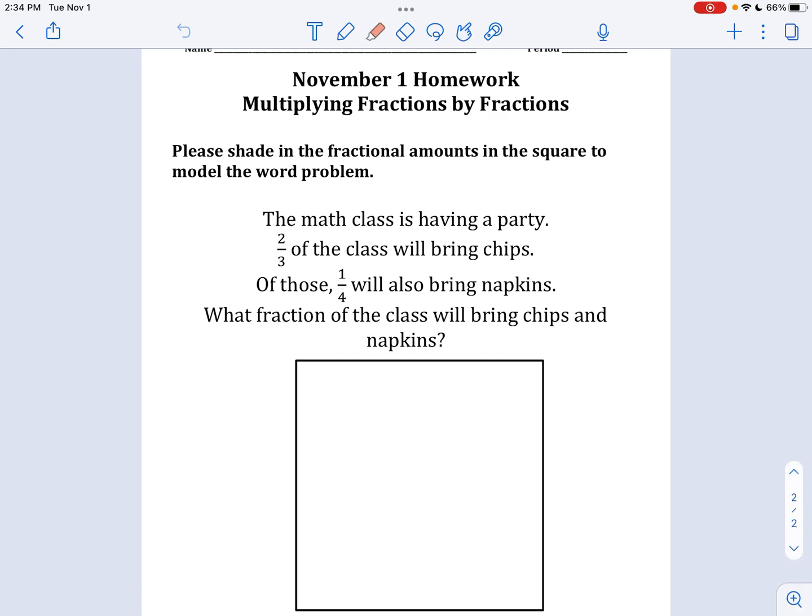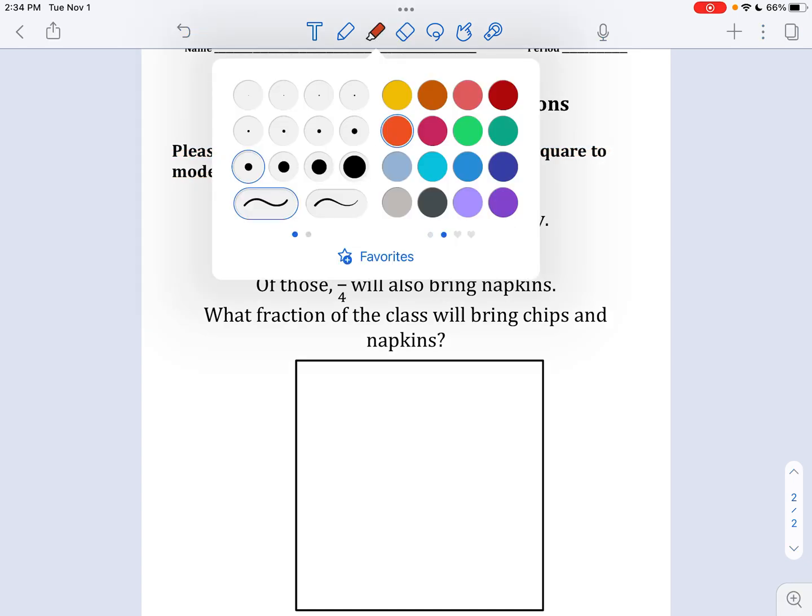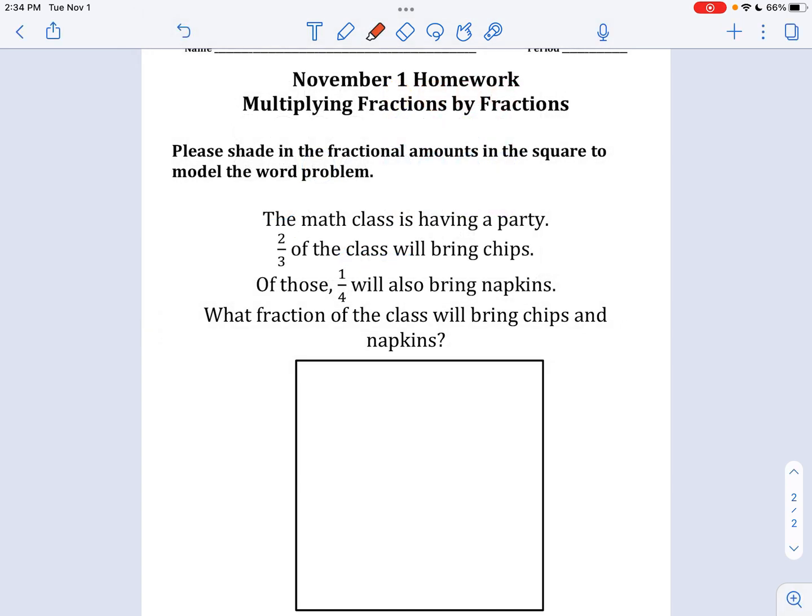Today in class, we modeled multiplying fractions by fractions. So the directions on the top say, please shade in the fractional amounts in the square to model the word problem. So down below, I have a bunch of sentences. I'm going to take them sentence by sentence, one at a time, to make sure I really understand what's going on. The first sentence says, the math class is having a party.